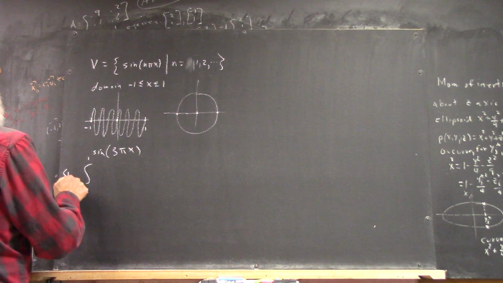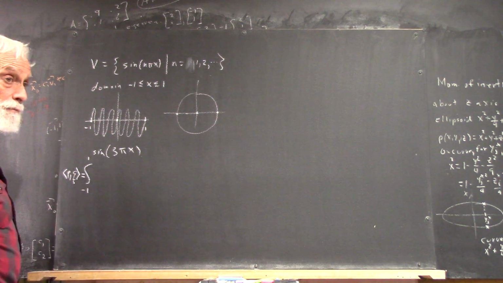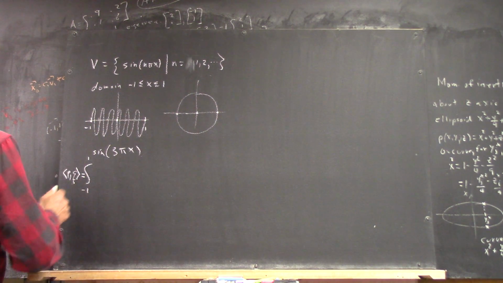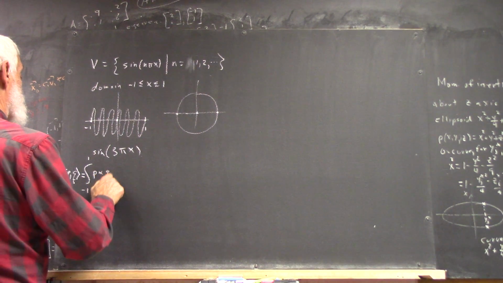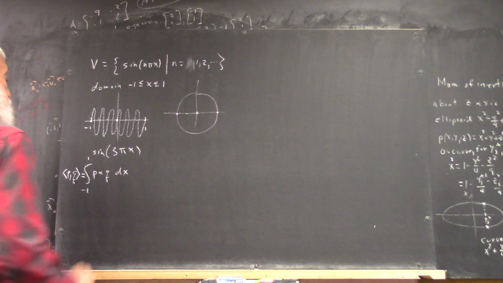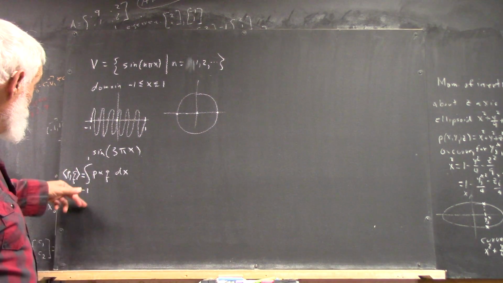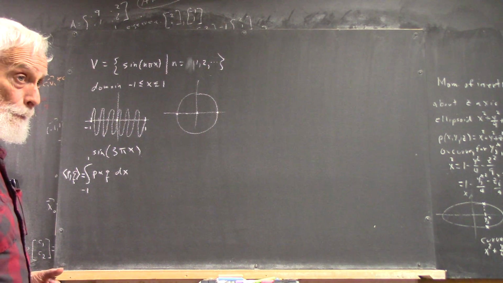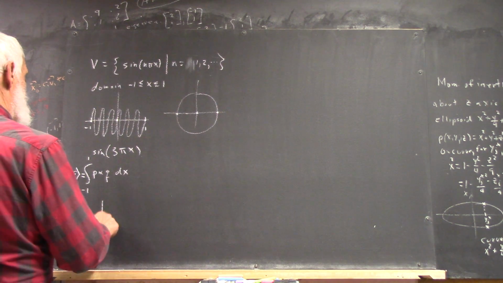I'll use PQ again. The integral of, or the inner product of any two functions is still the integral of P of x times Q of x dx, okay? But now we're integrating from -1 to 1. Okay? So let's see, what's the magnitude?